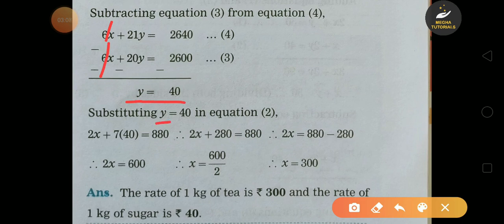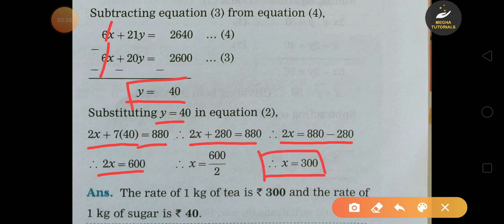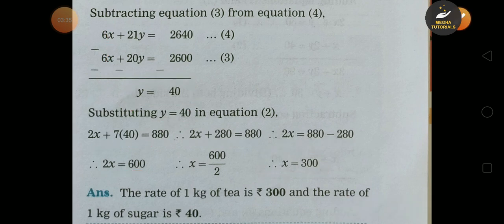Substitute this value in equation 2. So we'll get 2x plus 7 into 40 is equal to 880. So 2x plus 280 is equal to 880. Then 2x is equal to 880 minus 280. So you will get 2x is equal to 600, and therefore x is equal to 600 upon 2, which is x is equal to 300. So x is 300 and y is 40. Therefore, in the final answer, the rate of 1 kg of tea is rupees 300 and the rate of 1 kg of sugar is rupees 40.